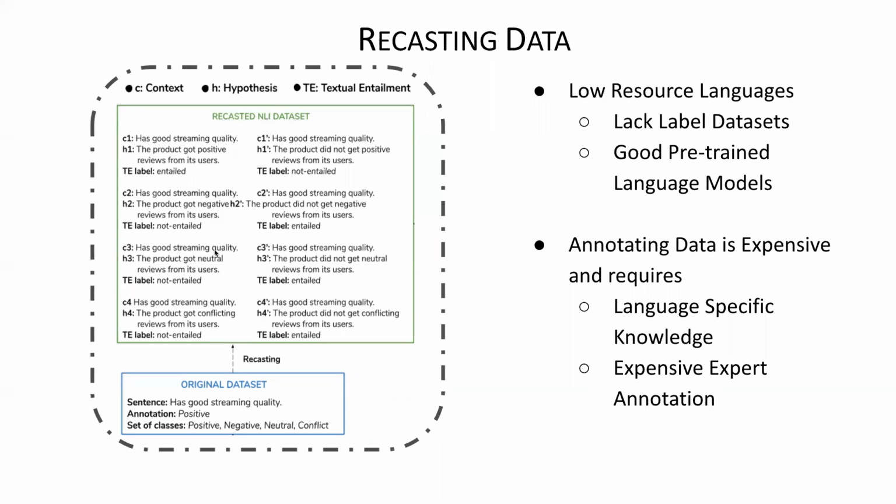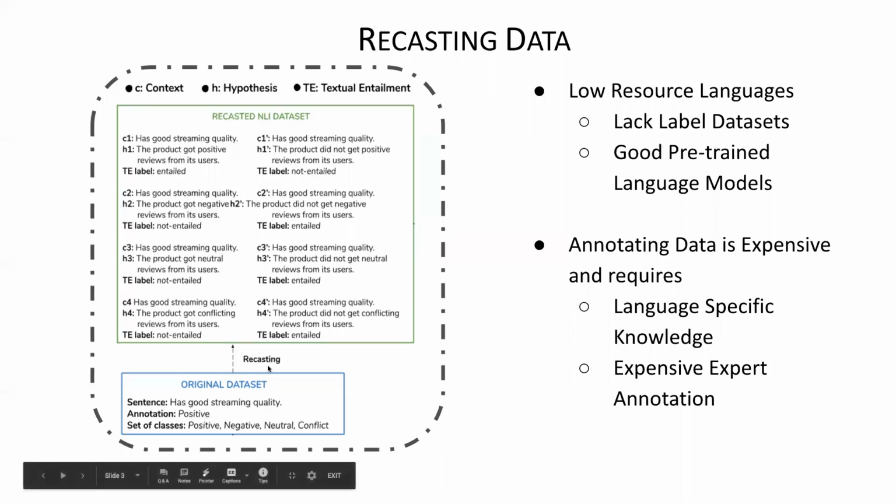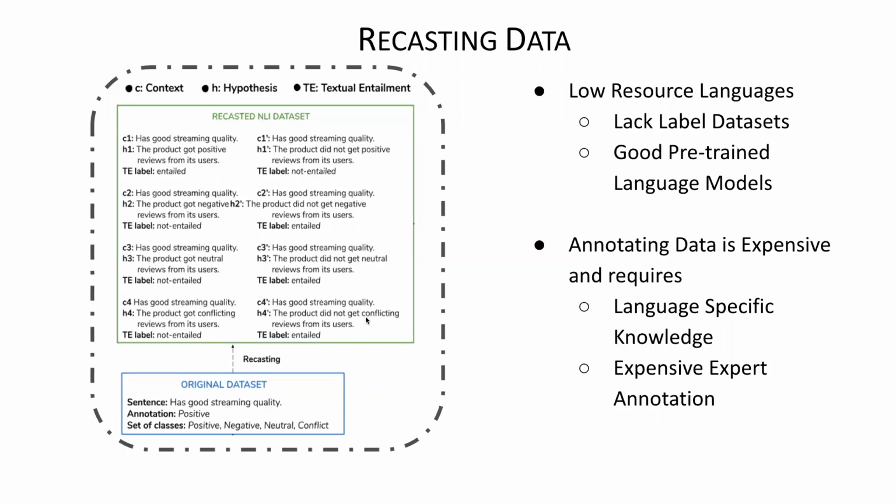Similarly, we can say that has good streaming quality, the product got neutral reviews from the user. This is not entail because actually the product got positive reviews. And if the hypothesis is that the product did not get neutral reviews, this is entail because we know that the product got positive reviews. So you can see for L labels in the original task, we can have 2L such hypothesis-premise pairs, which we can use for the task of textual entailment.